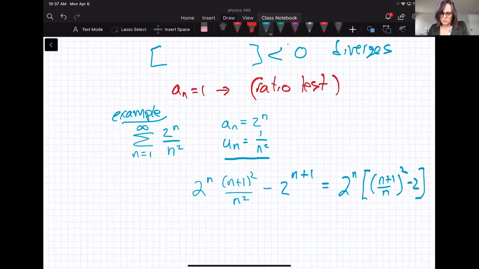And once n gets larger than 2, this value becomes 0. So one of the things about these tests is that you may have to get beyond the first part of the series. So once you get beyond n greater than 2, this is less than 0, this is a divergent series.